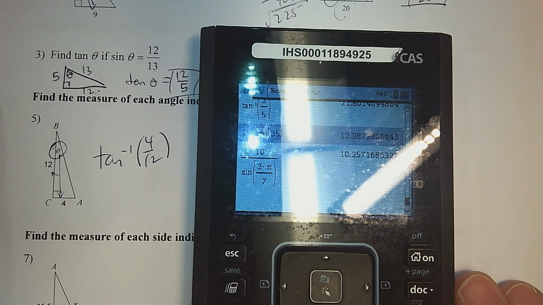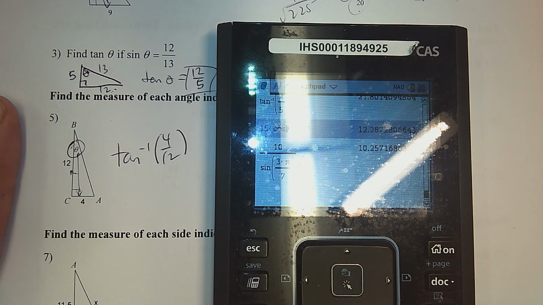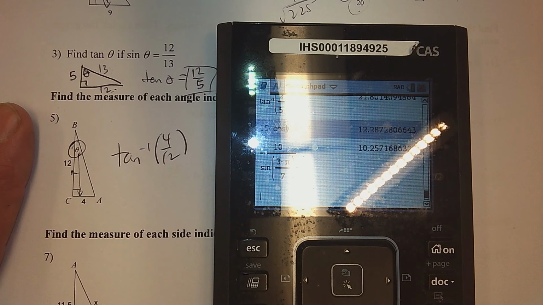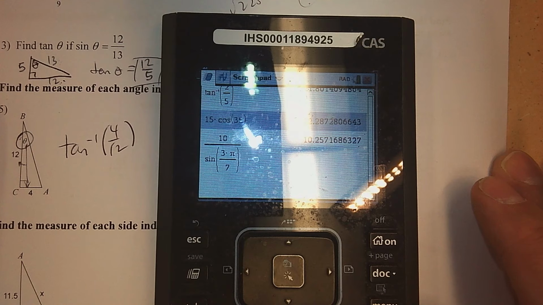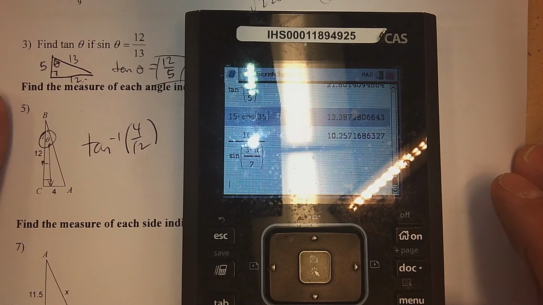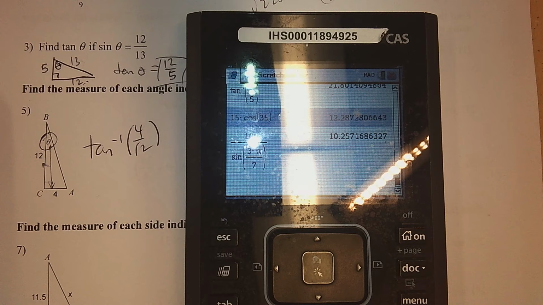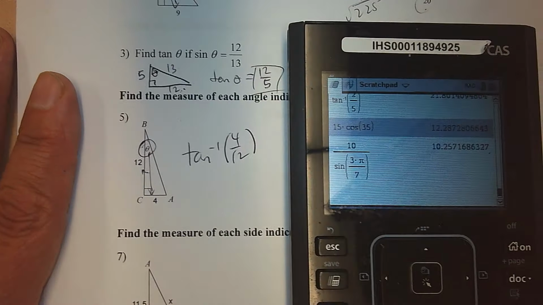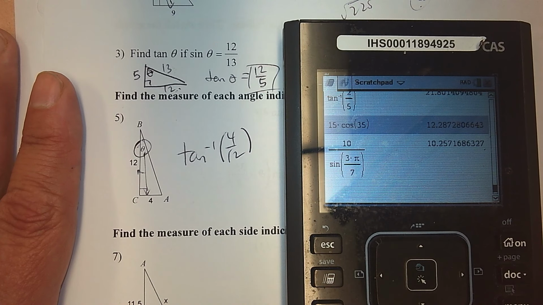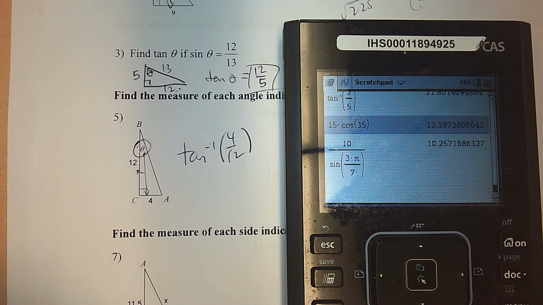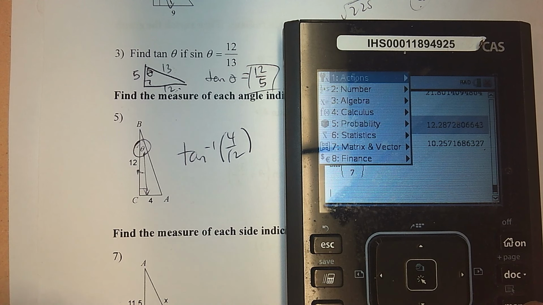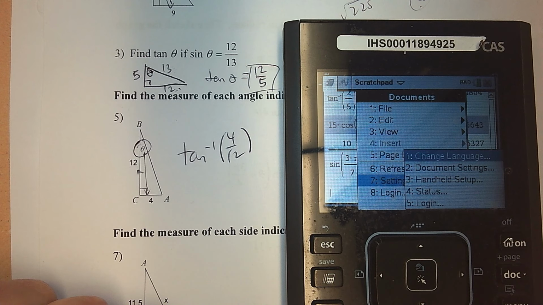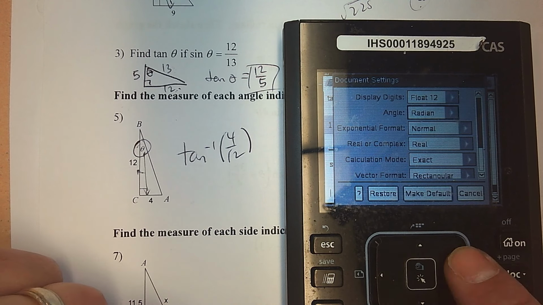So do you remember how to change it to degrees? I know there's a bit of a shine here. Take this thing off. Is that better? No, still a shine. All right. Right there. Menu. No, not menu. Go back. Document. Then settings, document settings, and then change it to degrees.